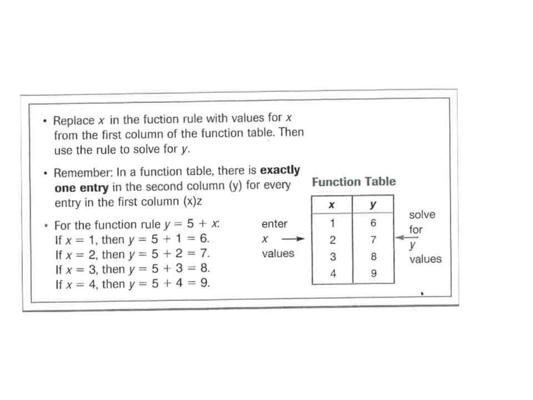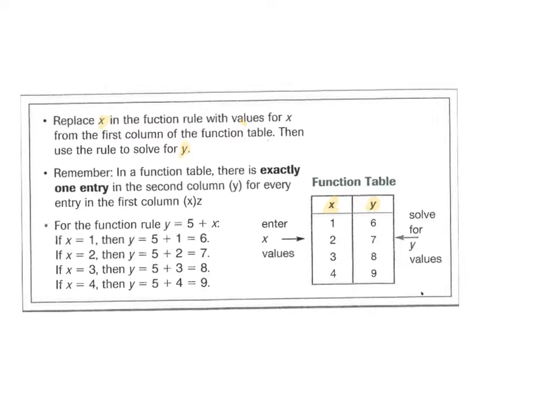All right, today we are replacing the words input and output for the word function table, and our input is going to be represented with an X. Oh no, I don't like that it covered that up. Let me use the highlighter. It is represented by an X, whereas our output is our Y. So we are going to replace the X in the function rule with the values for X from the first column of the function table, then use the rule to solve for Y.